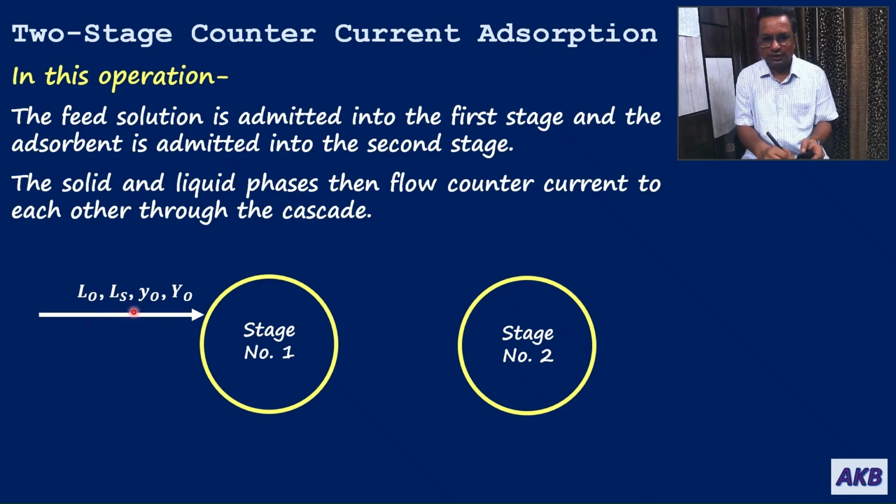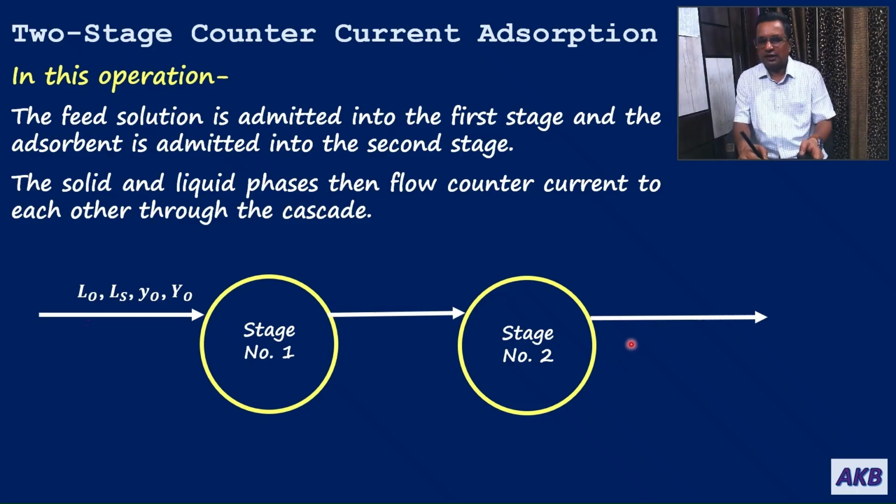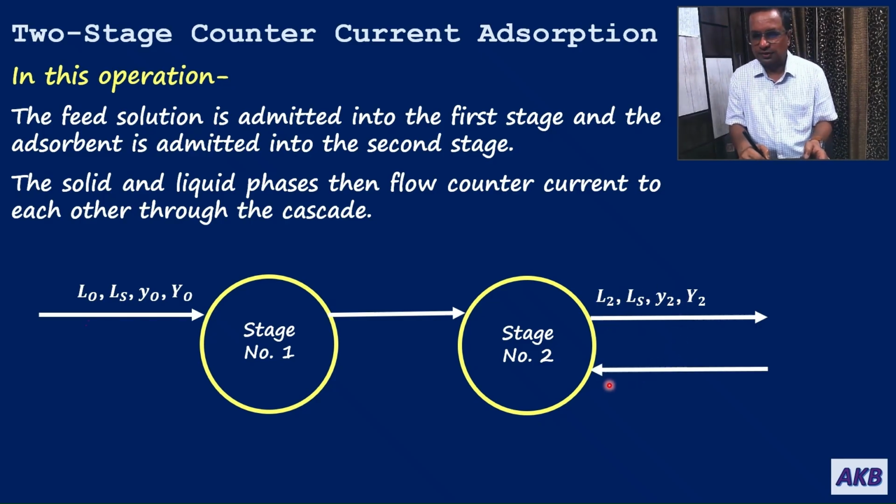So I will briefly talk about these notations shortly. The feed is admitted in stage number 1, and it will be identified by these parameters. Then it will move through the cascade, and finally it will come out of the liquid solution. It will move from stage 1 to stage 2, and finally it will come out of stage number 2. The adsorbent phase, when the liquid phase comes out of stage number 2, will be identified by these parameters. I will shortly tell you what these notations are.